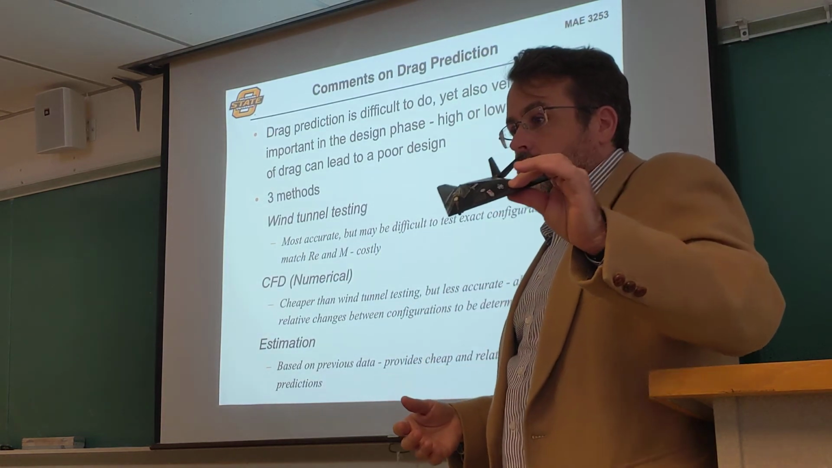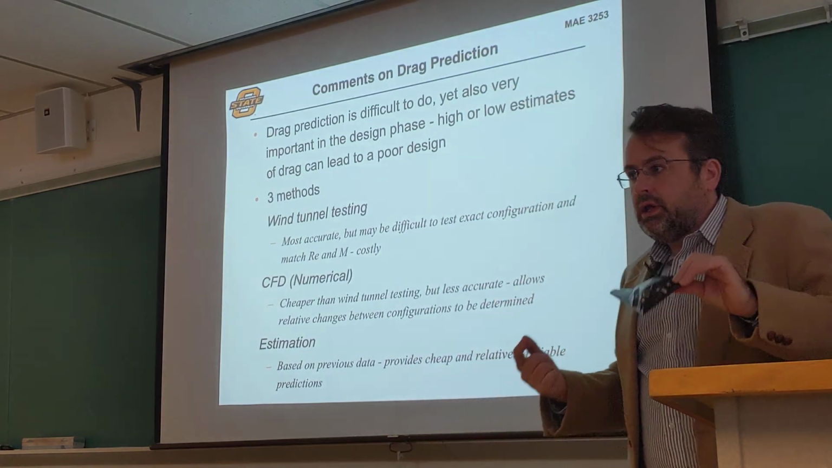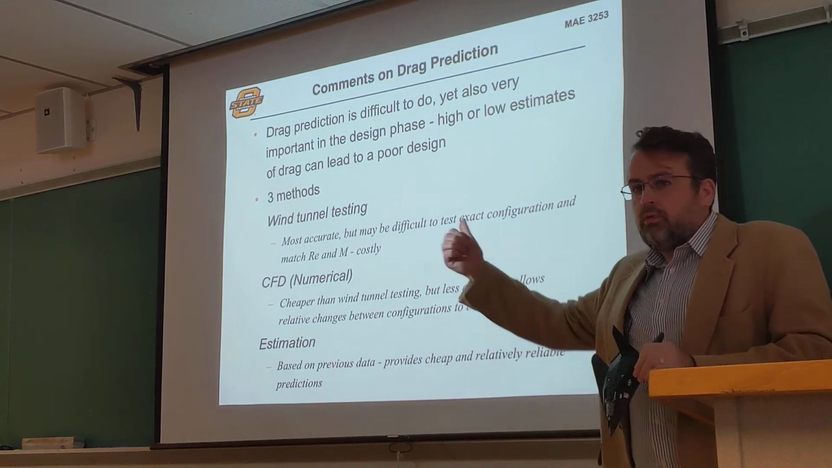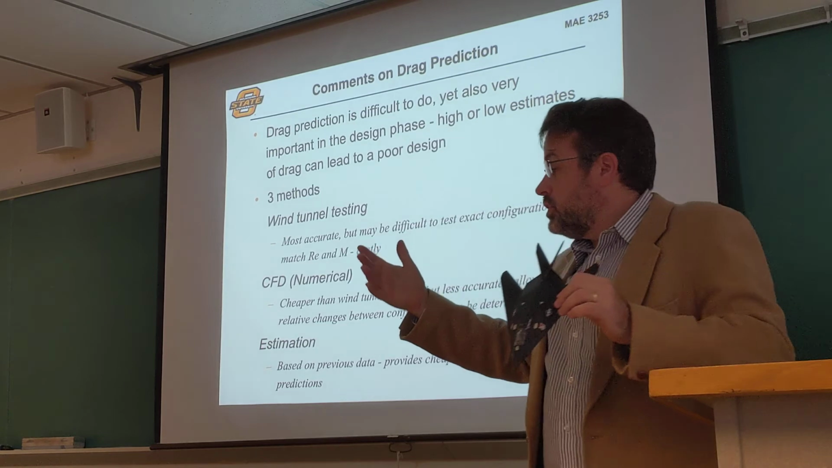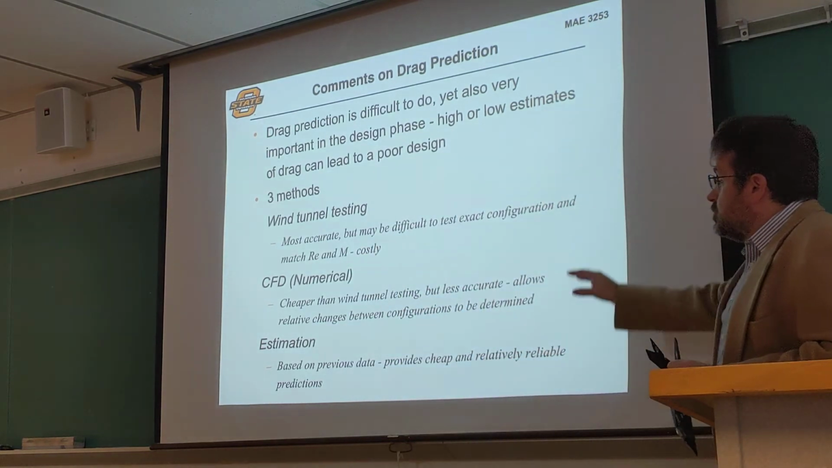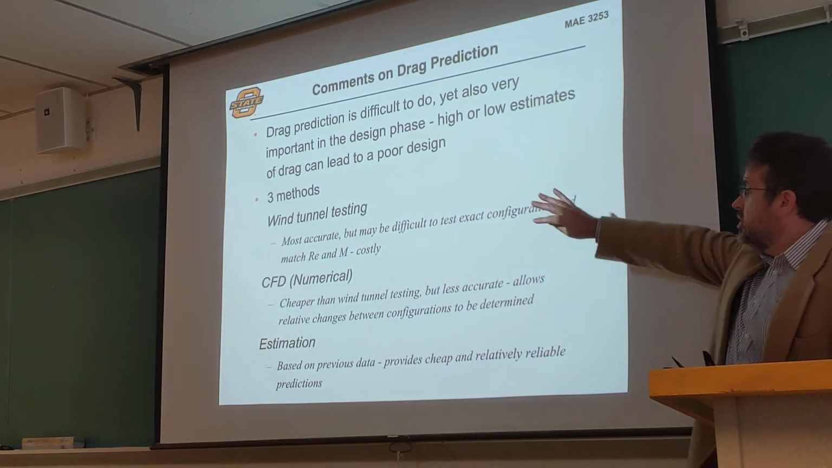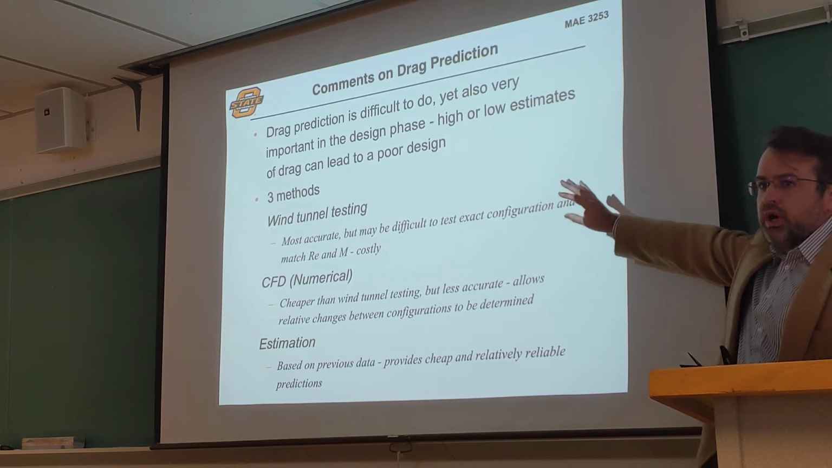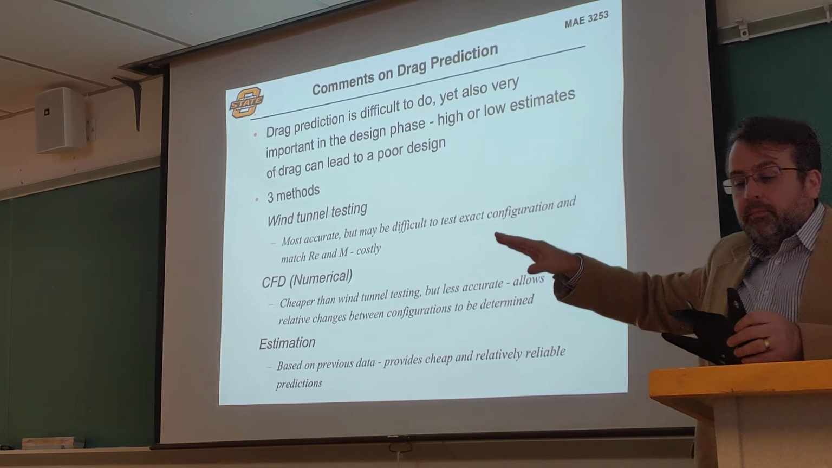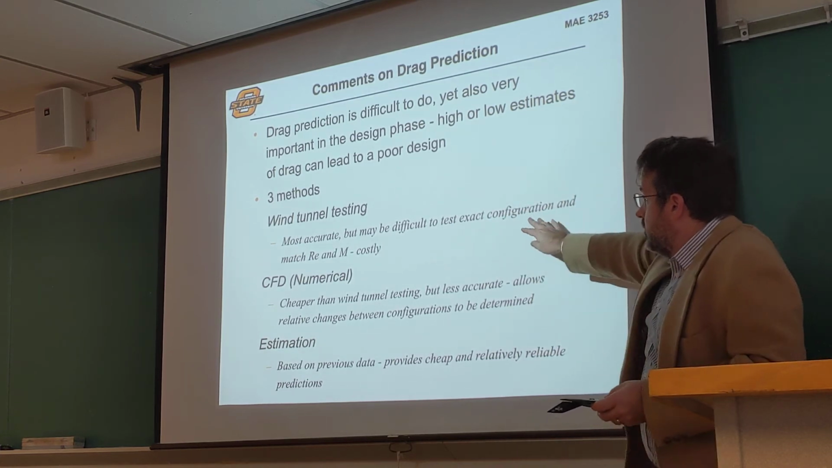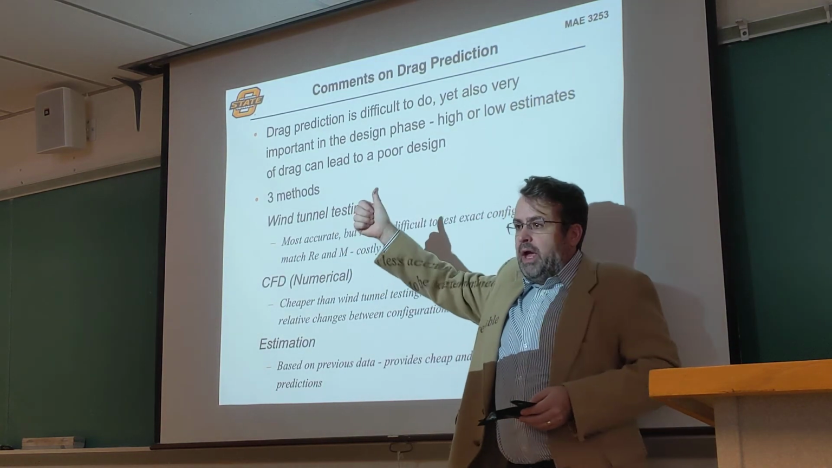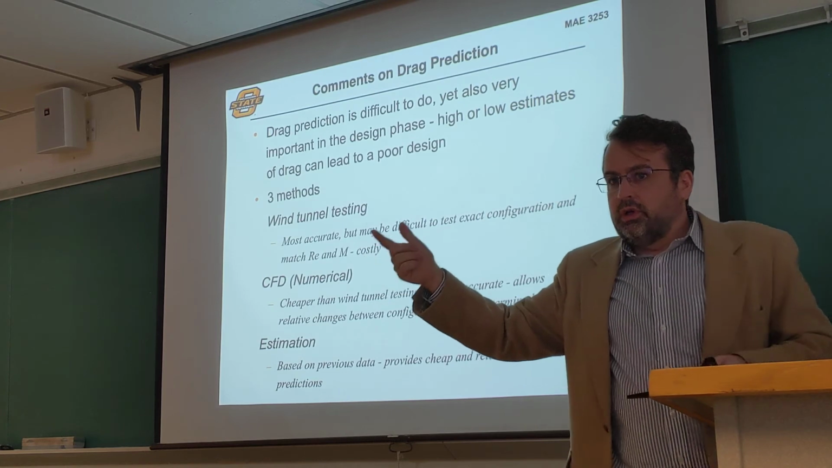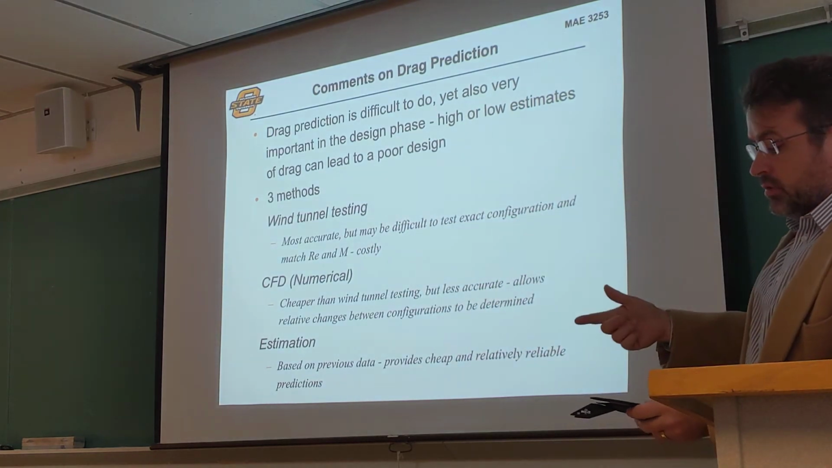Because what you don't want to do is get it all sized, get it built, go out and fly it, and run into that F-102 problem, where you can't get up to cruise Mach number. So there are three ways you can do this. One is wind tunnel testing. Tried and true method. Now, the problem you run into is something we explored at the beginning of the semester: matching Reynolds number and Mach number. It's really difficult to do both of those.